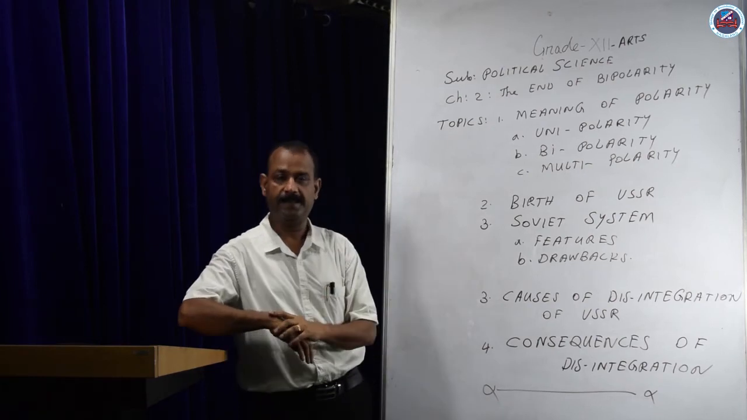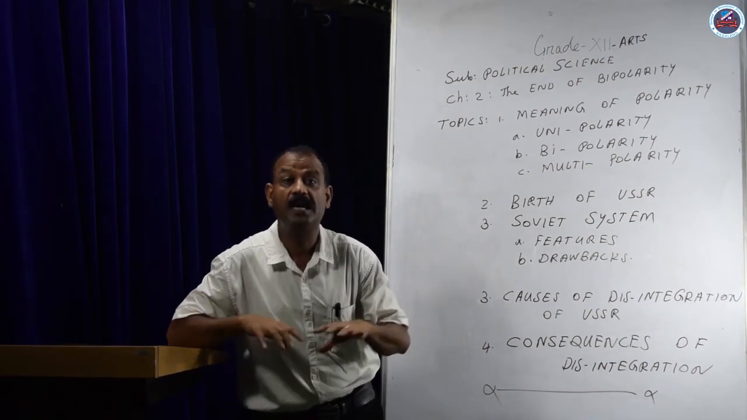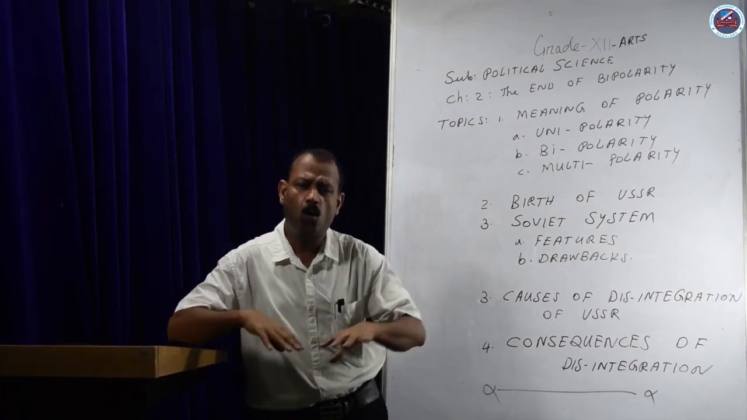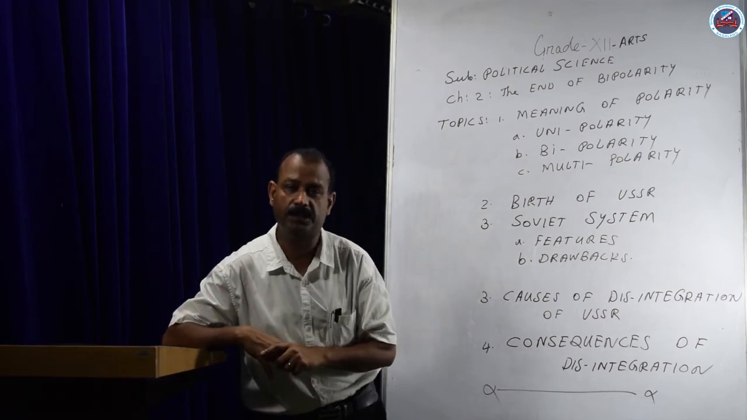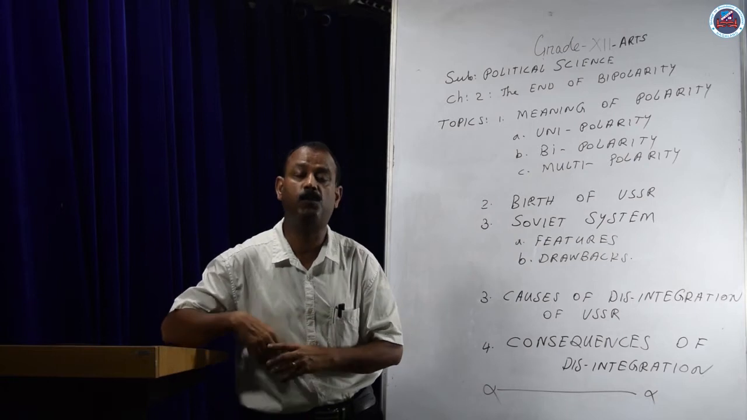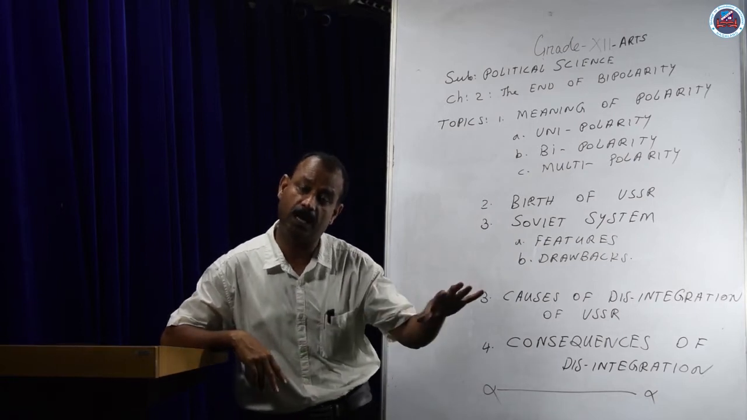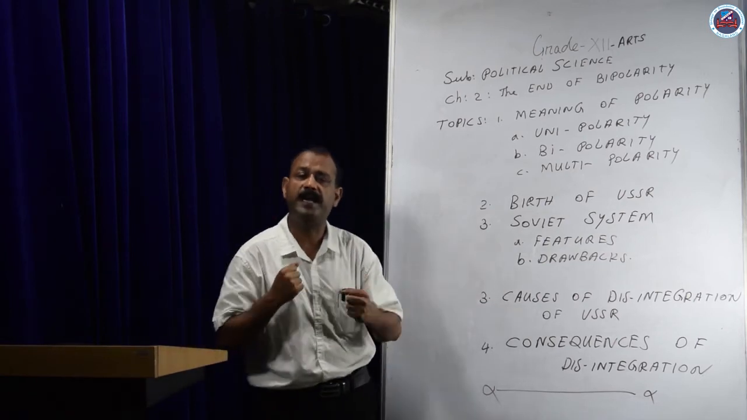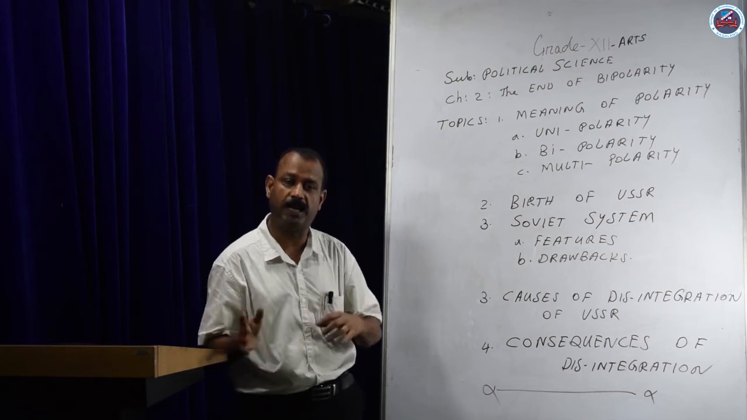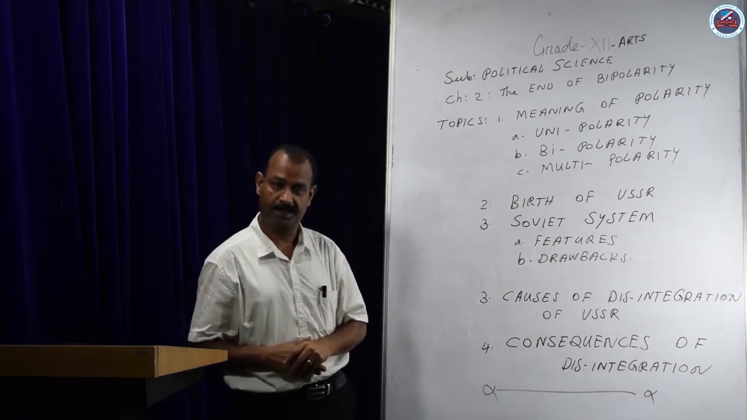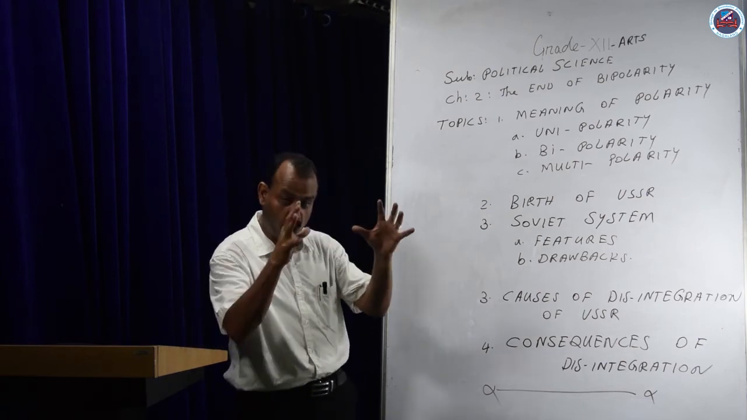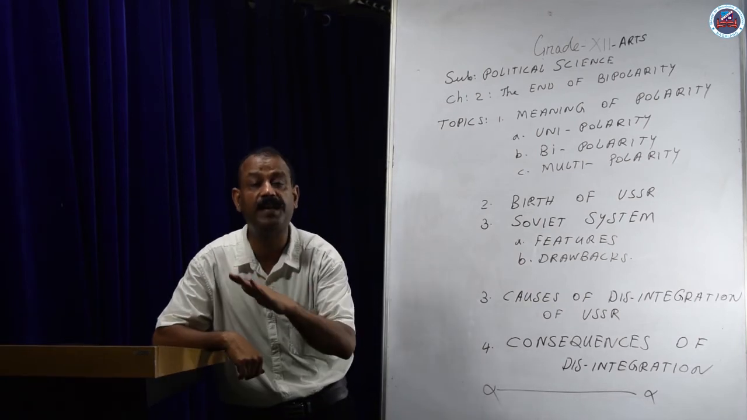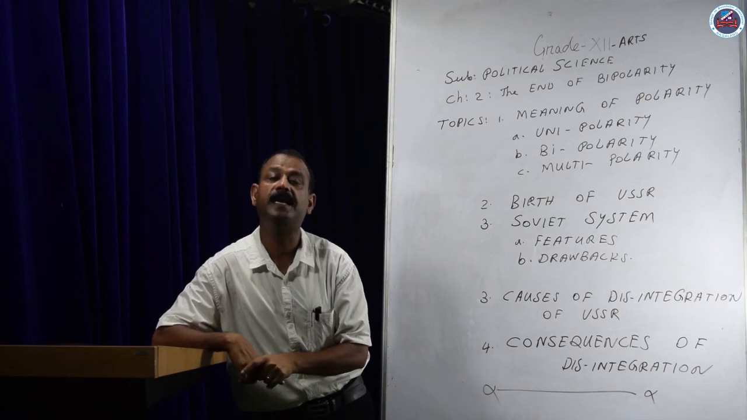And finally, the last cause for the disintegration of USSR was the rise of nationalism. In many parts of USSR, almost in all the states, they wanted separation from the USSR. They wanted to break away from USSR and form their own independent states. All the 15 states started to have national feeling. And finally, because of all these reasons, USSR was divided into 15 independent countries in 1991.